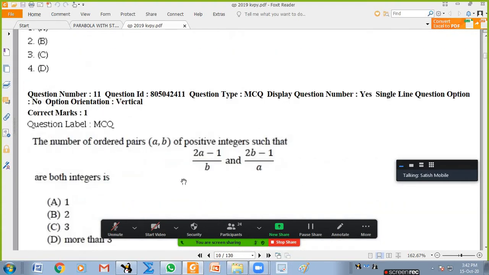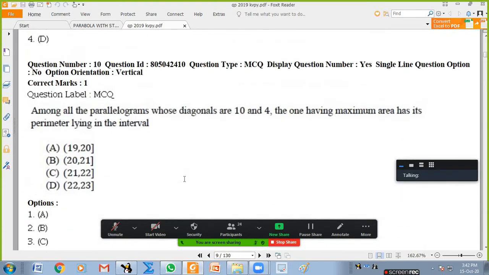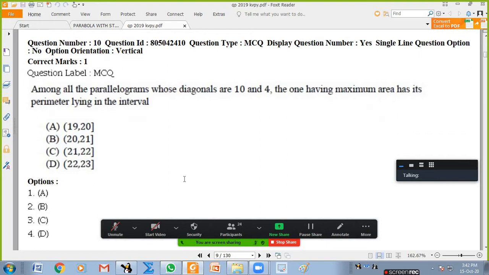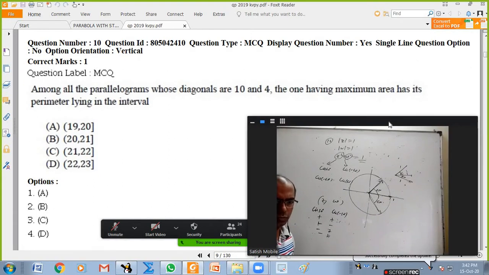Eleven I discussed already. So, okay, 10 is a straightforward simple question.